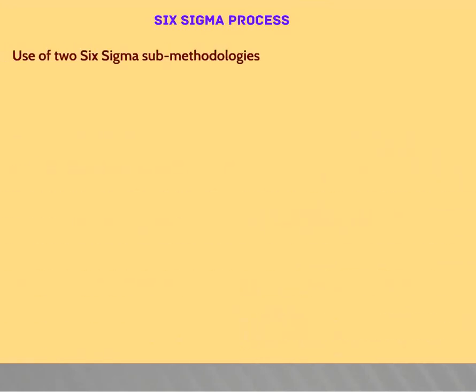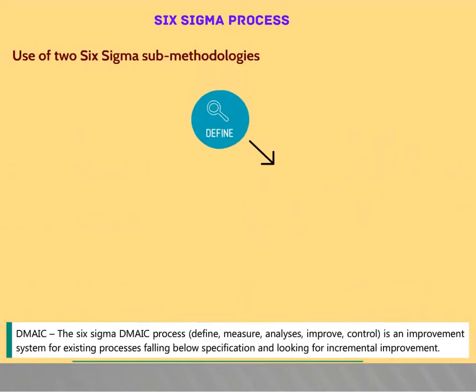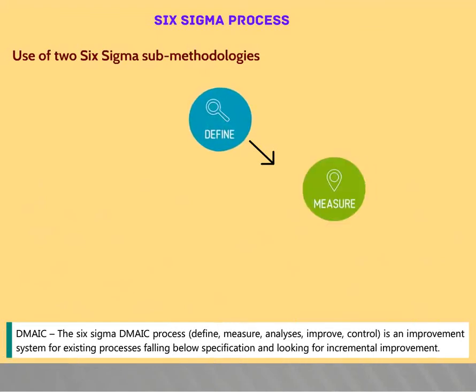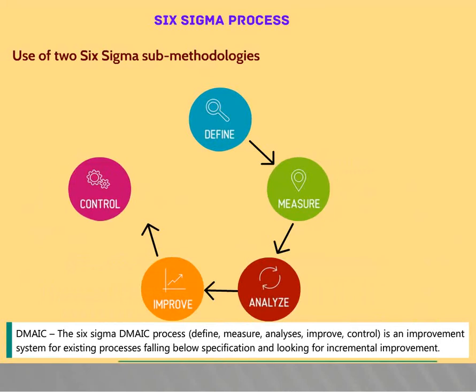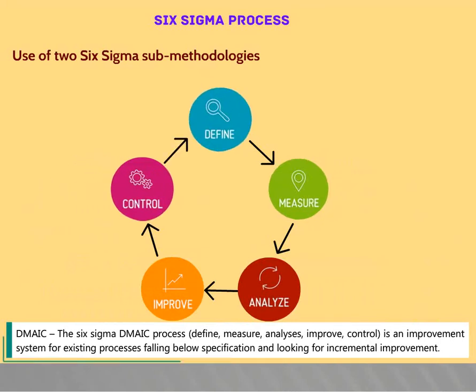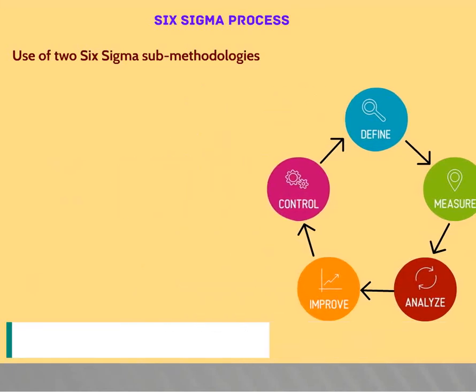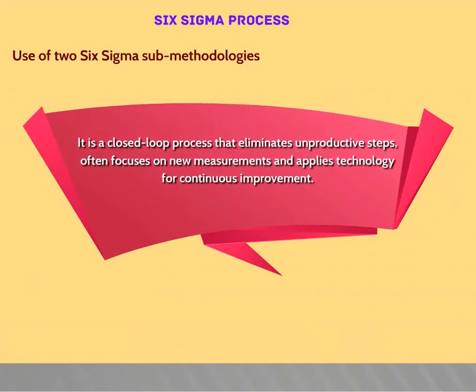Use of two Six Sigma sub-methodologies. DMAIC. The Six Sigma DMAIC process, that is define, measure, analyze, improve, control, is an improvement system for existing processes falling below specification and looking for incremental improvement. It is a closed-loop process that eliminates unproductive steps, often focuses on new measurements, and applies technology for continuous improvement.